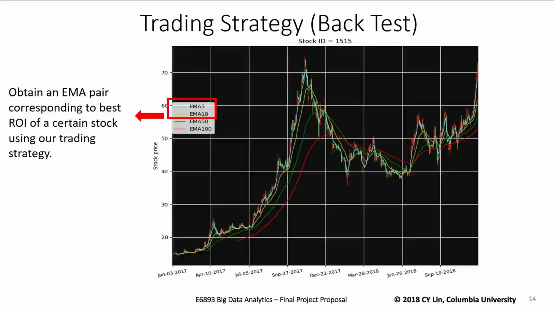Here's one of our results. The EMA pair is shown on the picture, which is only for a certain stock. The obtained EMA pair corresponds to the best ROI of a certain stock using our trading strategy, is shown in the rectangle.